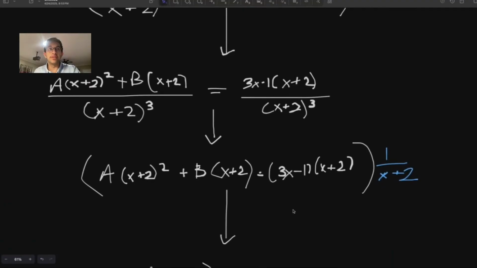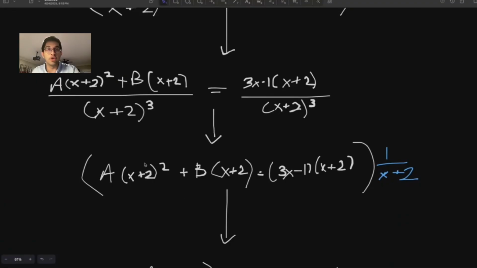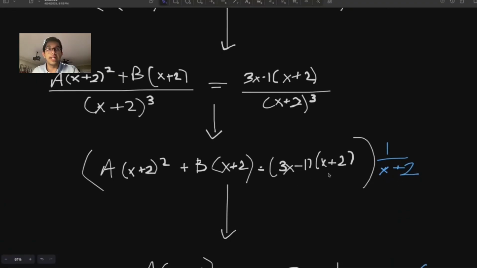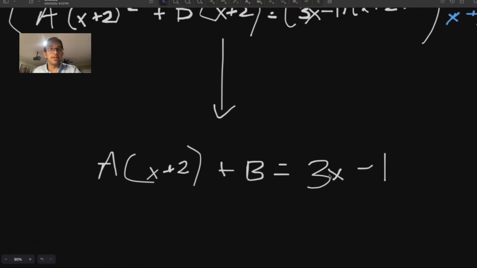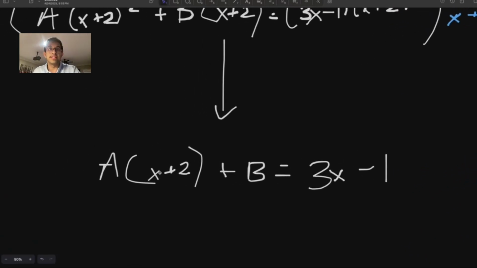We set the numerators equal to each other, and we all realize there's a common pattern here. You want to simplify as much as possible, and that's why, since you see everything is being multiplied by x plus 2, we're going to divide by an x plus 2 on both sides. And we get this simplified equation right here. A times x plus 2 plus B equals 3x minus 1. This is the left side.